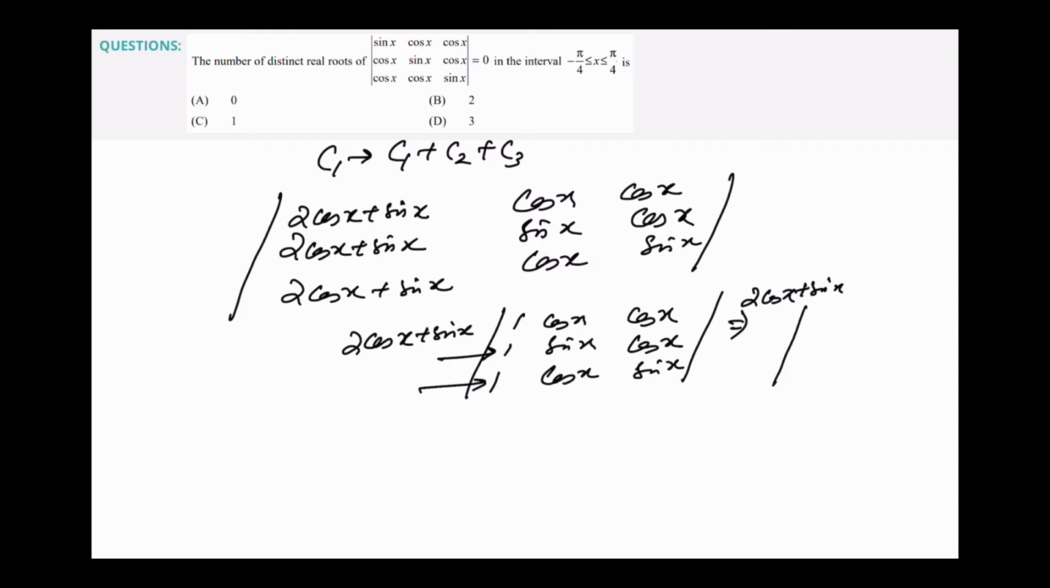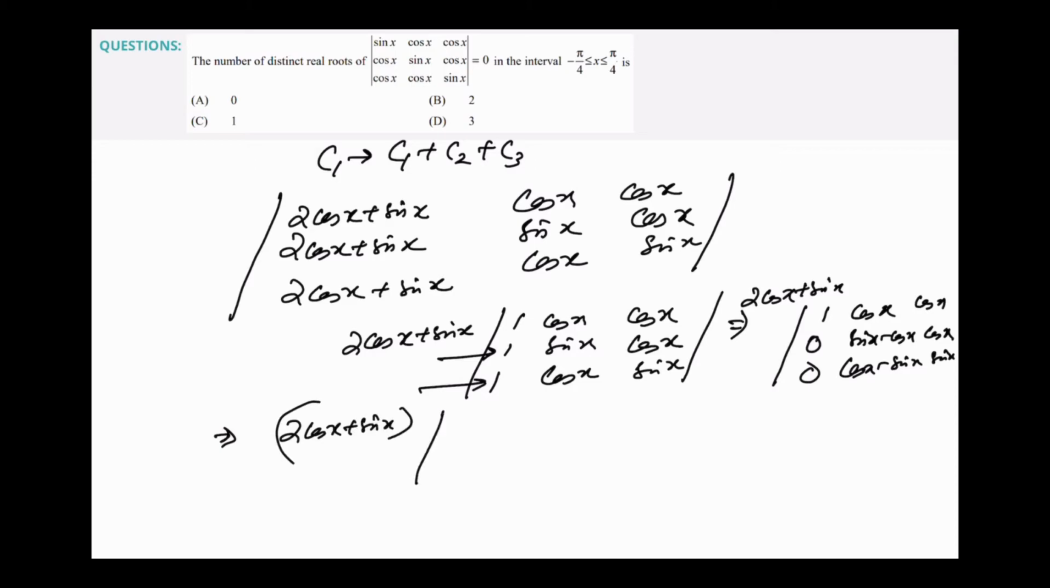So 2 cos x plus sin x, and the moment you do that, I'm writing here 0, 0, cos x, it will be sin x minus cos x. It will be cos x minus sin x. Again cos x, again sin x. So you got 2 cos x plus sin x. And then here you got 1, 0, 0. Now what can you do? You can expand along this column.